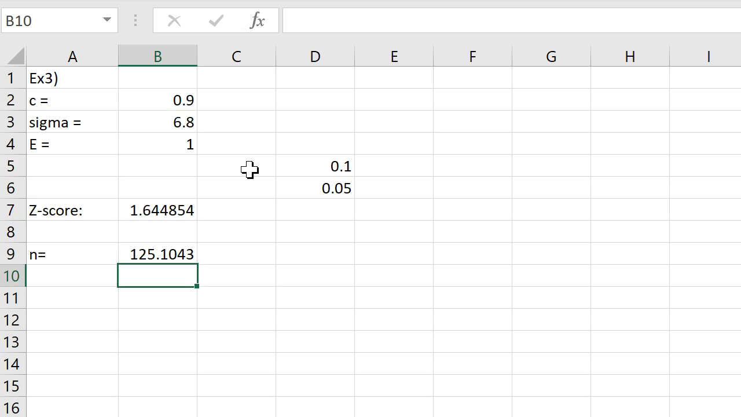Hit enter, and we get 125.1043. All right, now I'm going to take that number back over there, but remember, we need to just round this up to the nearest integer, so we're just going to use 126. All right, that is going to be our answer, but let's go back over to the notes real quick.